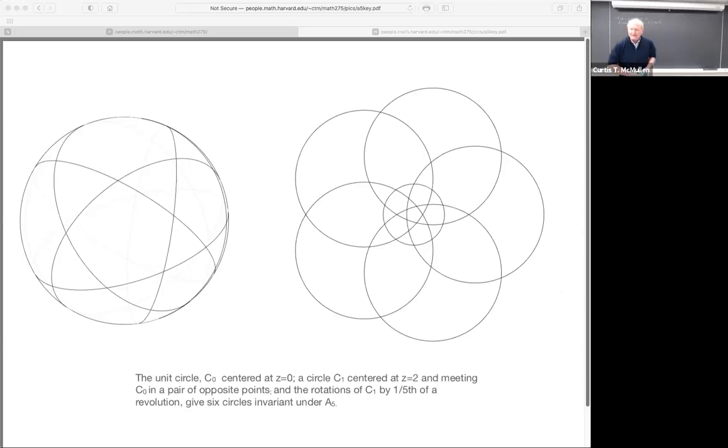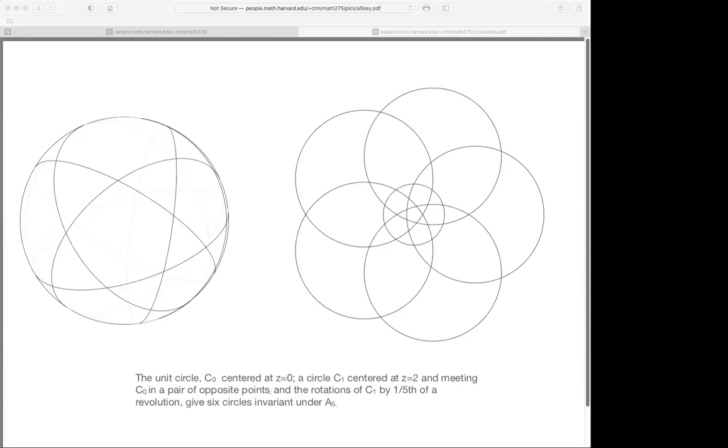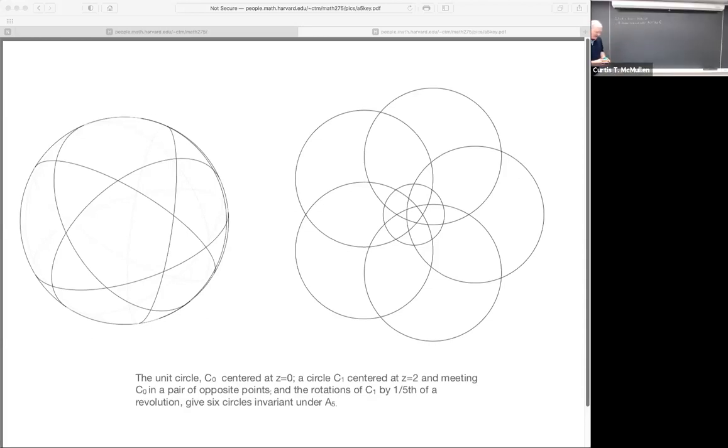There we go. I want to start by making some comments on a homework problem, which I hope even those who are not turning it in looked at, and which those who are turning homework in enjoyed. The problem was to find and draw a finite set of circles on the Riemann sphere that's invariant under the action of the dodecahedral group. That is a copy of A5 contained in the automorphisms of the Riemann sphere. And let me just show you my own thoughts on this problem.